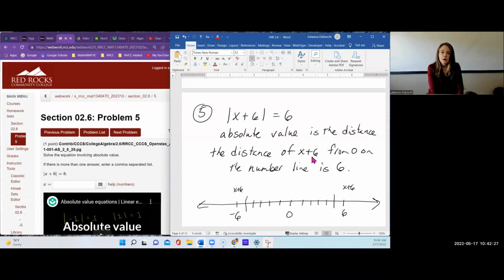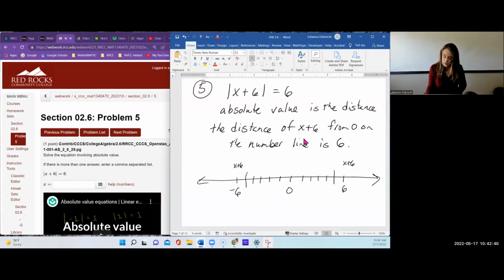Our job isn't to figure out where x plus 6 is. Our job is to figure out where x is so that x plus 6 sits at one of those two places. So what we do instead is we write down what this picture represents. x plus 6 is either truly at 6 or x plus 6 is sitting at -6. Now, what led us to do that?